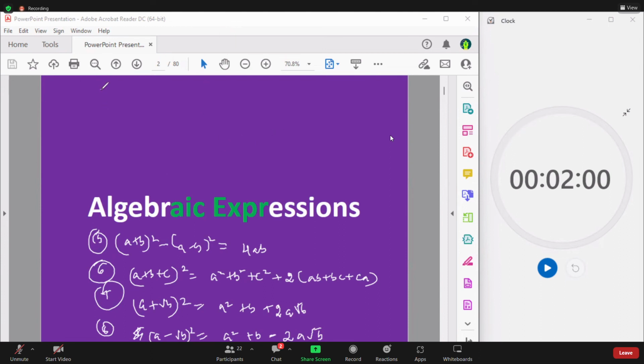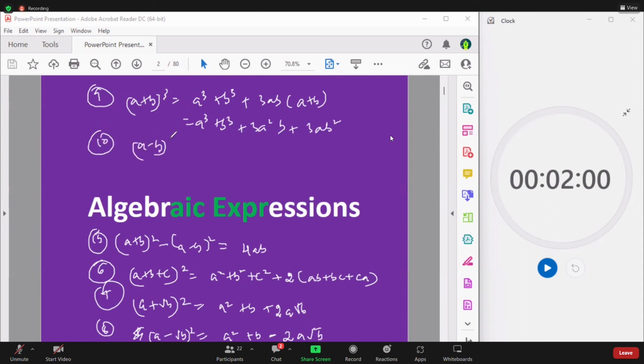Now, then we also have (a + b) whole cube, which is a³ + b³ + 3ab(a + b). Now, this can also be written as a³ + b³ + 3a²b + 3ab². Now, then there is (a − b) whole cube, which is a³ − b³ − 3ab(a − b), which is a³ − b³ − 3a²b + 3ab².